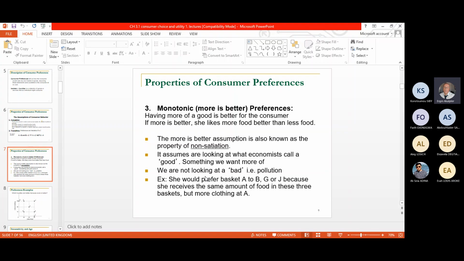For example, she would prefer basket A to B, G or J because she receives the same amount of food in these three baskets, but more clothing in A.